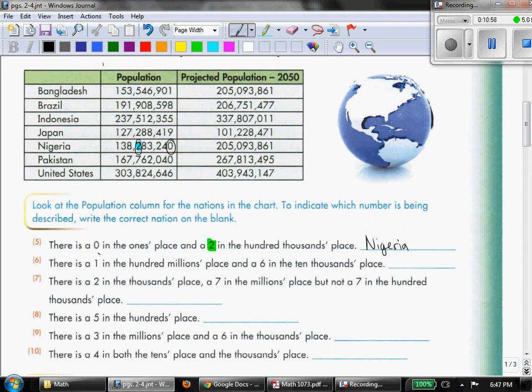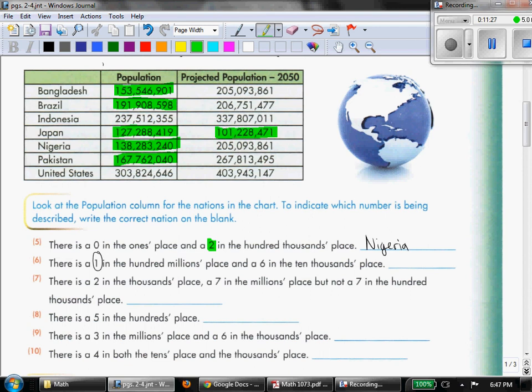So let's look here. I want to find a 1 in the 100 million. So what I'm going to do is highlight all the numbers that have a 1 in the 100 million. I like the green one better. So this one has a 1, this one has a 1, this one has a 1, this one has a 1, this one has a 1, and this one has a 1. So they want a 1 in the 100 millionth place. We have 6 of them.